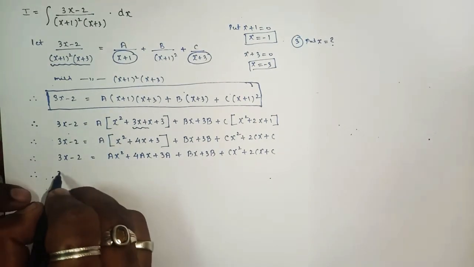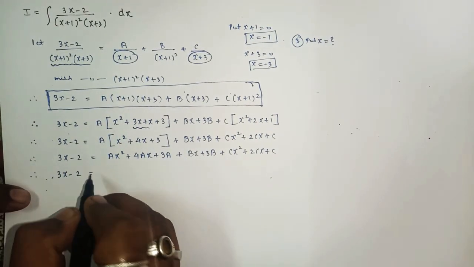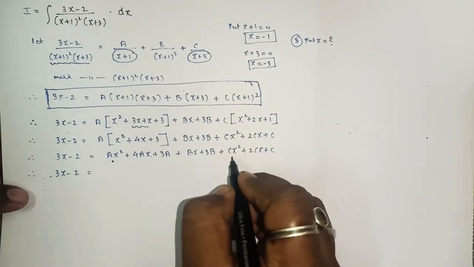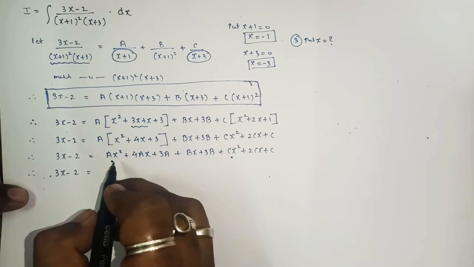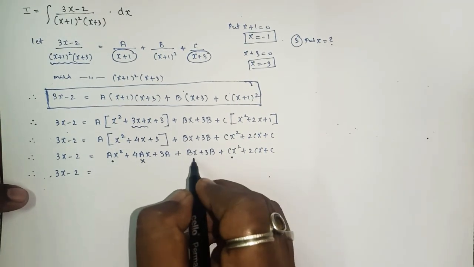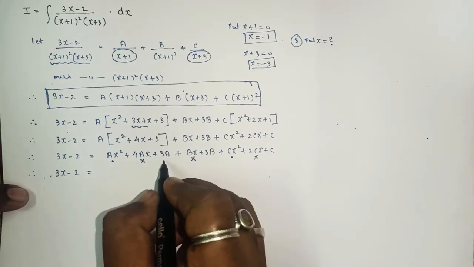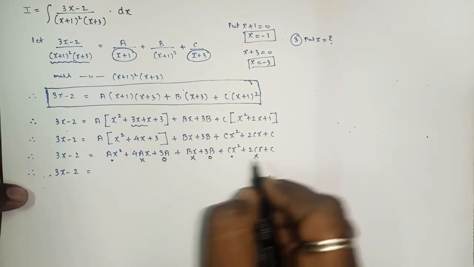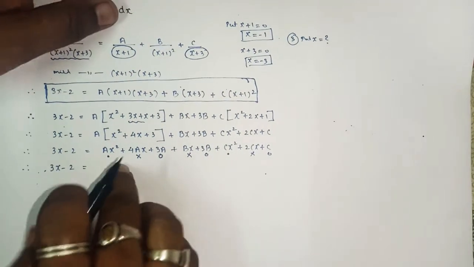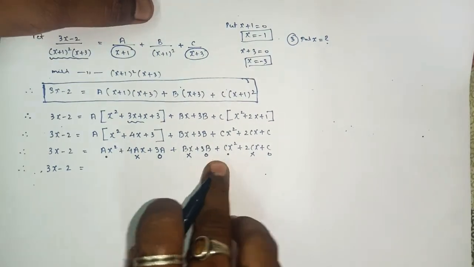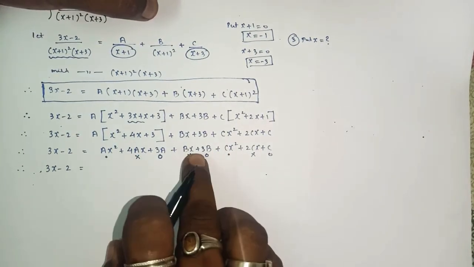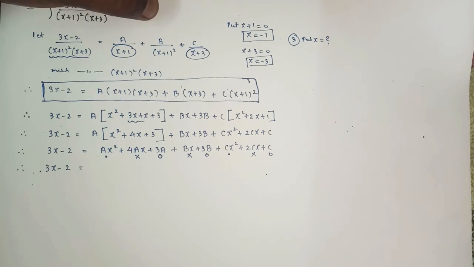Okay, so now after this we'll see the like terms. Here we have a like term for x square, a like term for x, and a like term without x. So now we'll take this section together. Just arrange the like terms with respect to x square, with x, and without x.